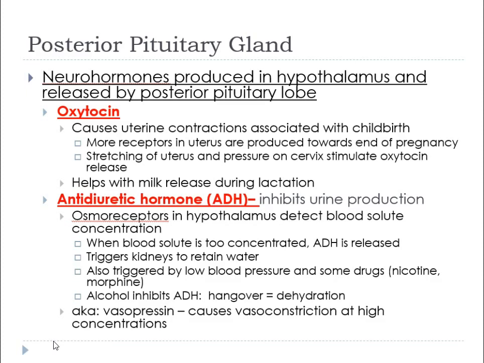Oxytocin causes the uterine contractions during childbirth, and most receptors in the uterus are going to be for pregnancy. It helps with stretching. It also helps with milk release. It also helps with bonding, love bonding, if you love food, anything.